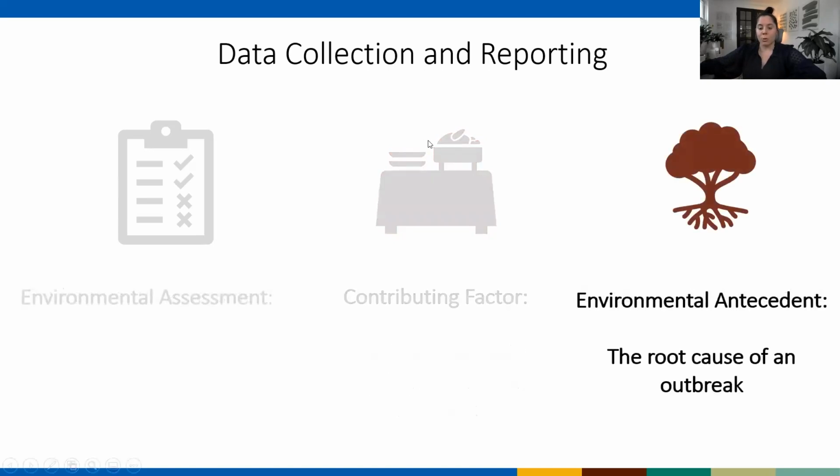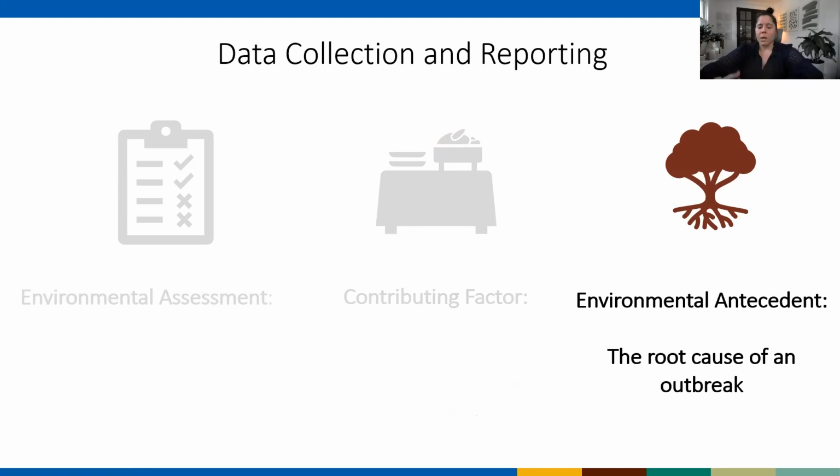So moving on to environmental antecedents. These are the root causes of the outbreak. You can kind of think of a contributing factor as the what contributed to the outbreak, and then environmental antecedents as why. Why did the outbreak occur?